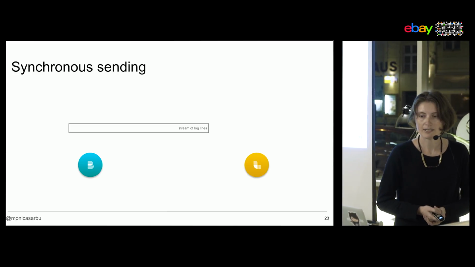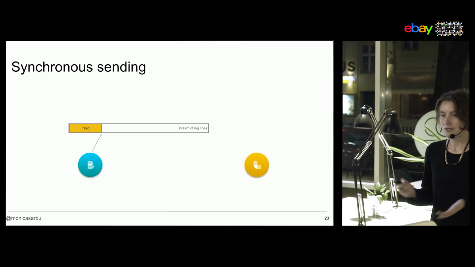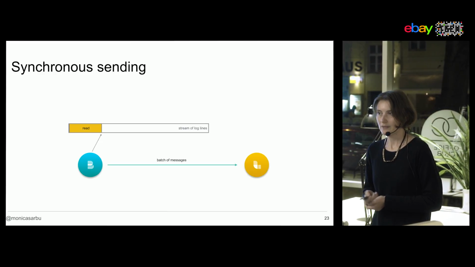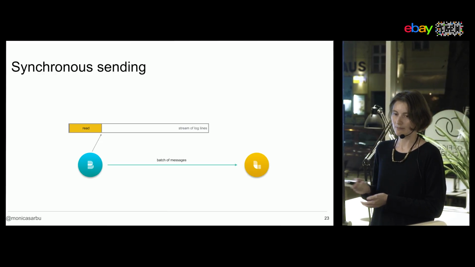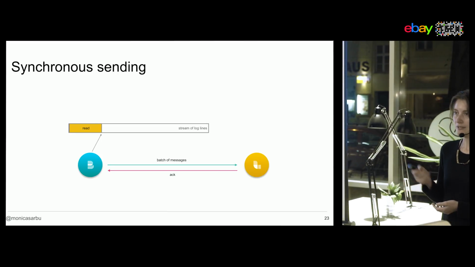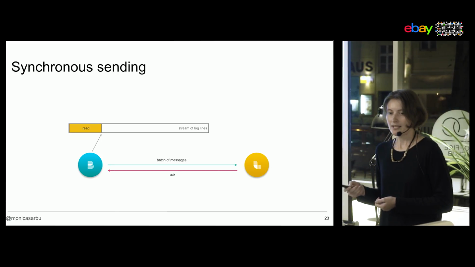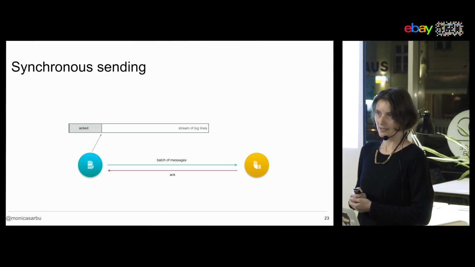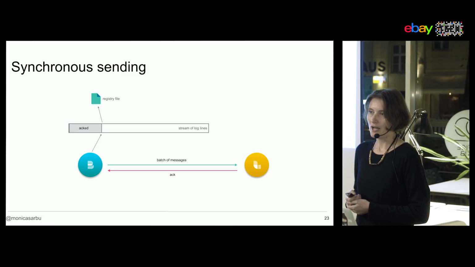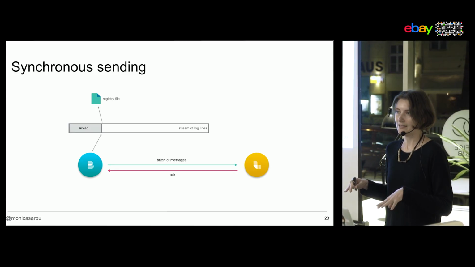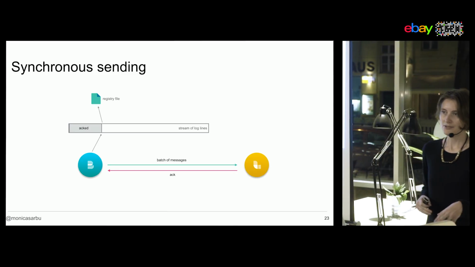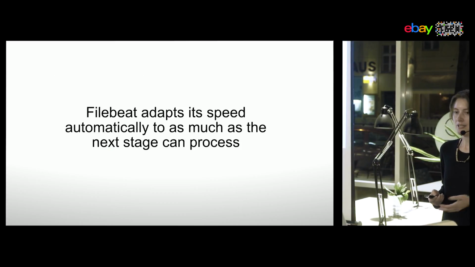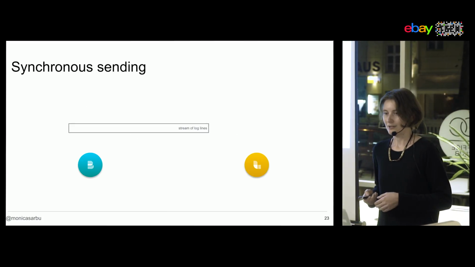So the way it works is that Filebeat reads a bunch of log lines, then sends them to Logstash, and then waits for the ACK from Logstash. And only when it receives the ACK, it marks the log lines that it read as acknowledged, and then writes the offset until when it read the log lines in a registry file on disk, and then starts reading the second batch of log lines.